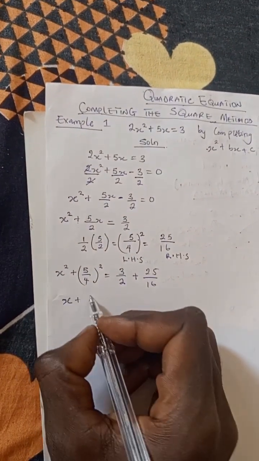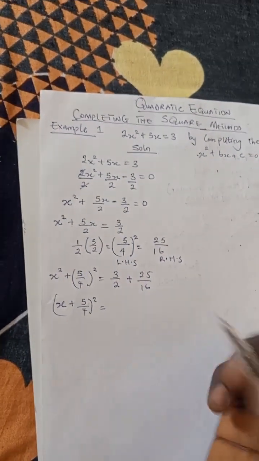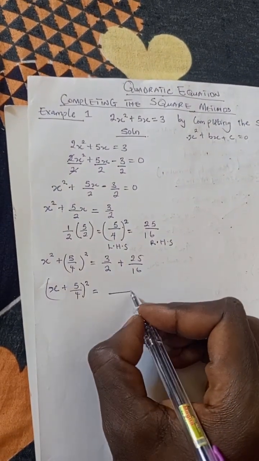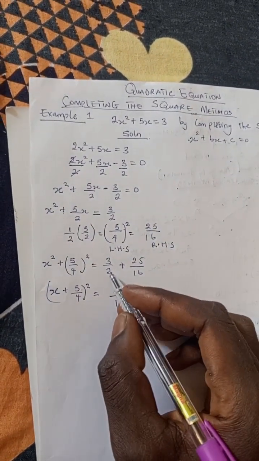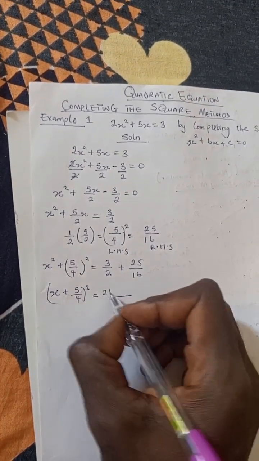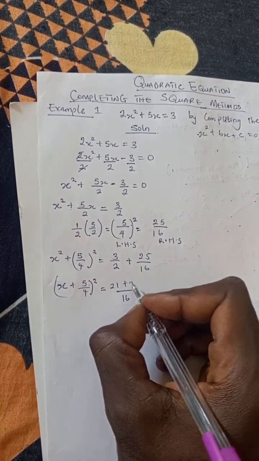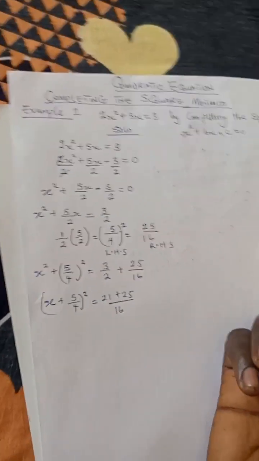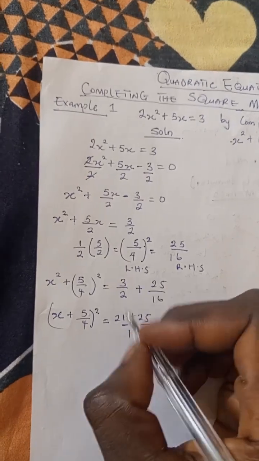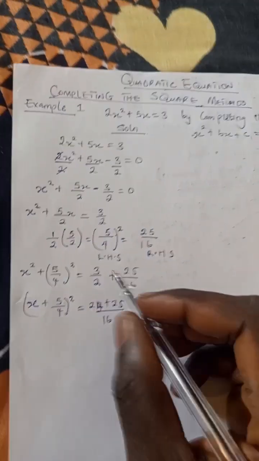You just say x plus 5 all over 4 all squared is equal to, what's the LCM of 16 and 2? The LCM is 16. 16 into 2 is 8. 8 times 3 is... sorry, 16 into 2 is 8, and 8 times 3 is 24, not 21. Sorry for the mistake. Then plus 16 into 16 is 1. 1 times 25 is still 25.